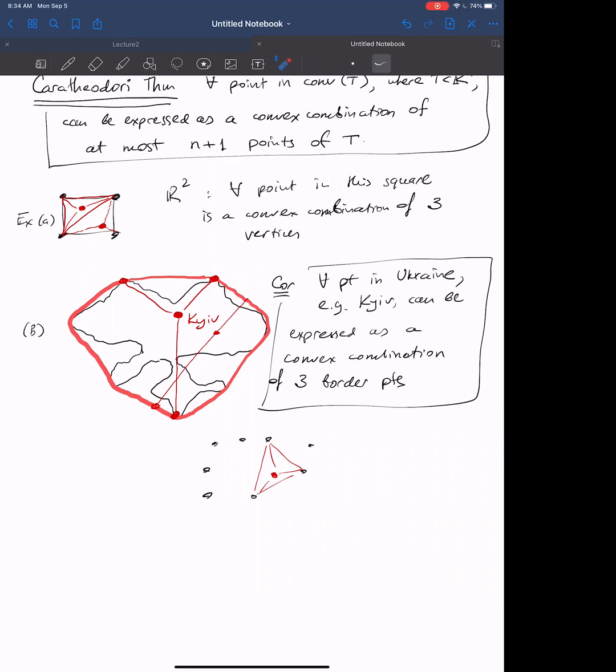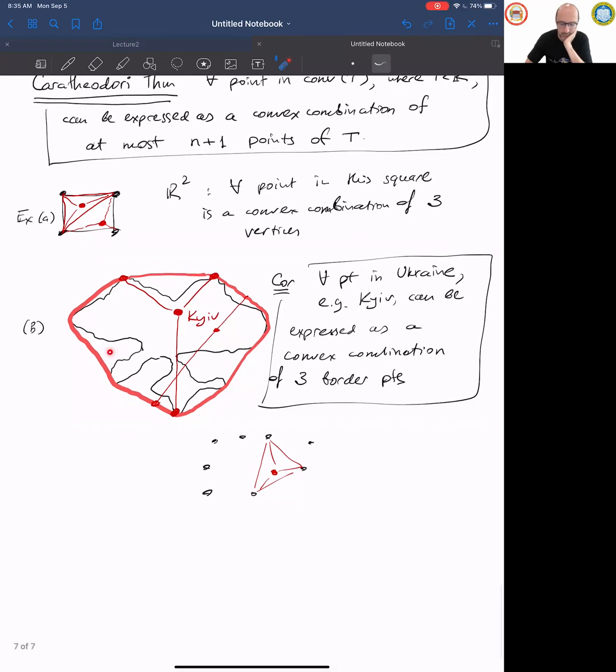If we consider the Ukraine to be a closed curve. Yeah, closed curve. For open, it shouldn't be true. I think it looks so. What do you guys think?